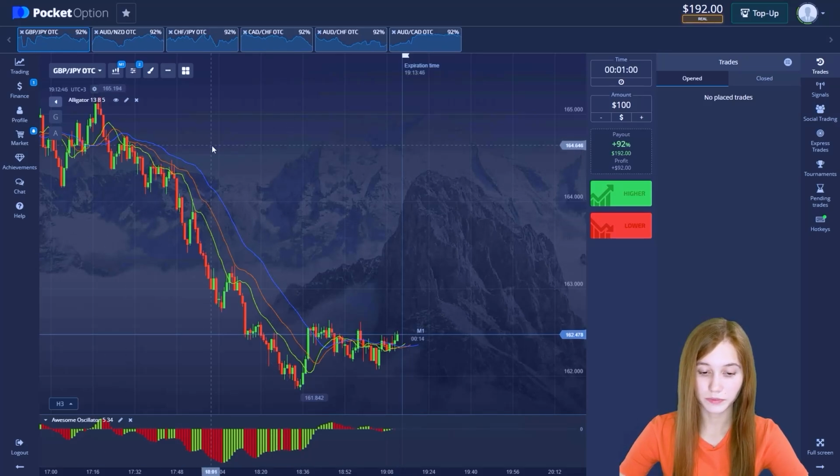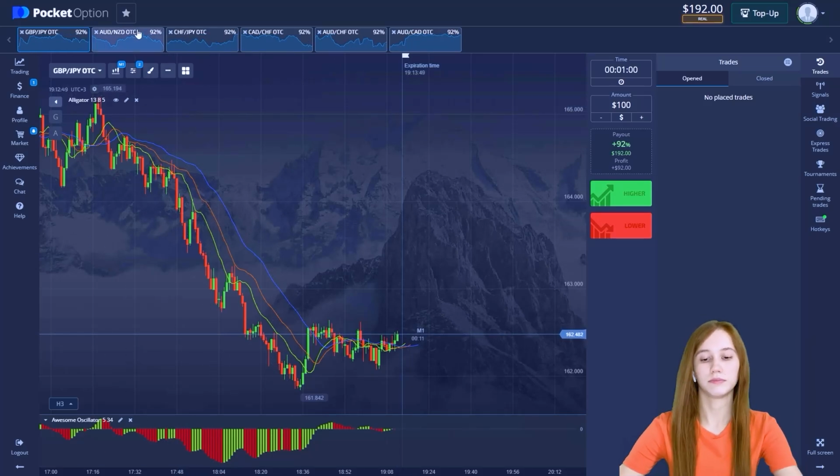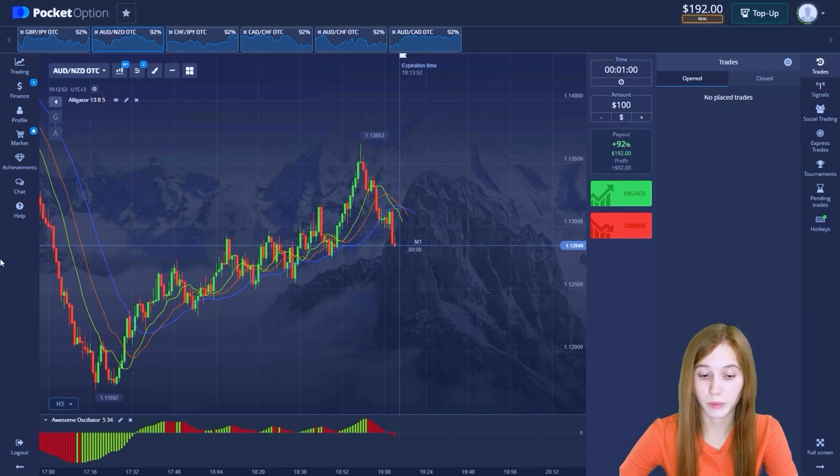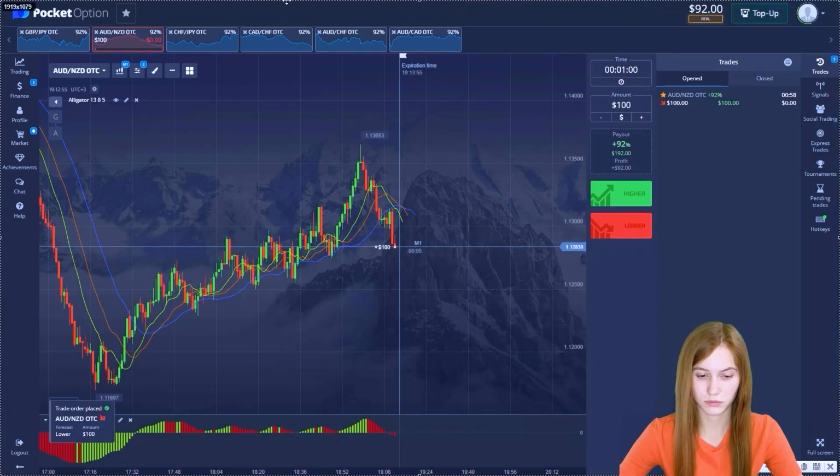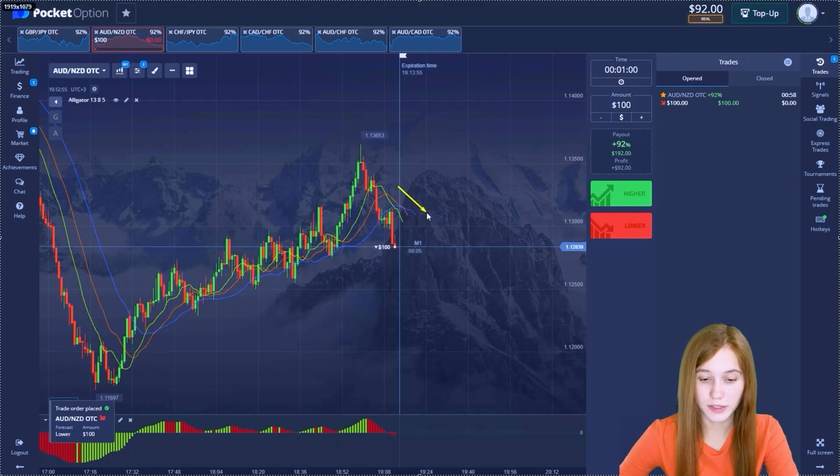Here we are. Up and down. Some drawdown we see. Alligator is showing us some lines. The blue line we see is prevailing, so we opened correctly. By the oscillator, red bars we see, zero mark also we see.